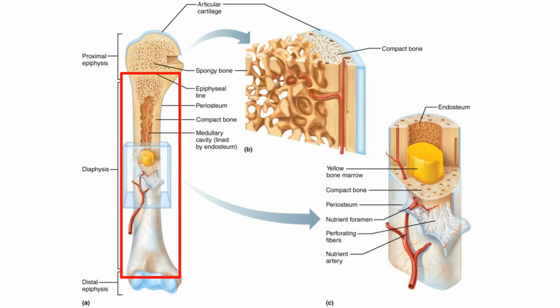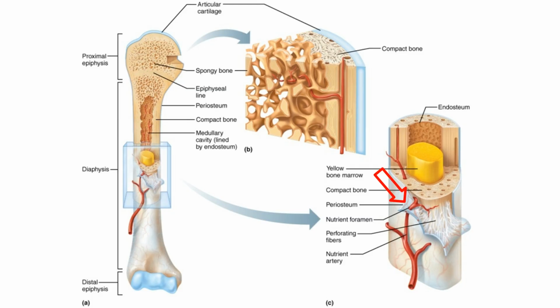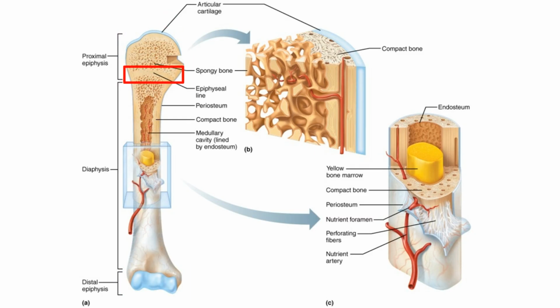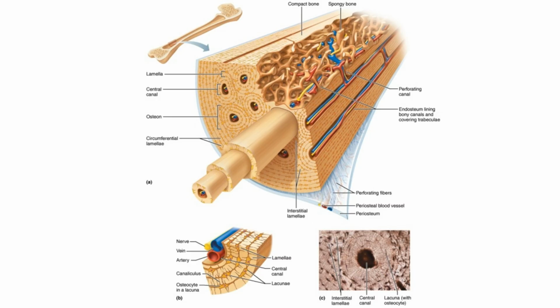Let's uncover the gross anatomy of the typical long bone. Diaphysis, periosteum, epiphysis, articular cartilage, epiphyseal line, medullary cavity, yellow marrow, trabeculae, nutrient artery.